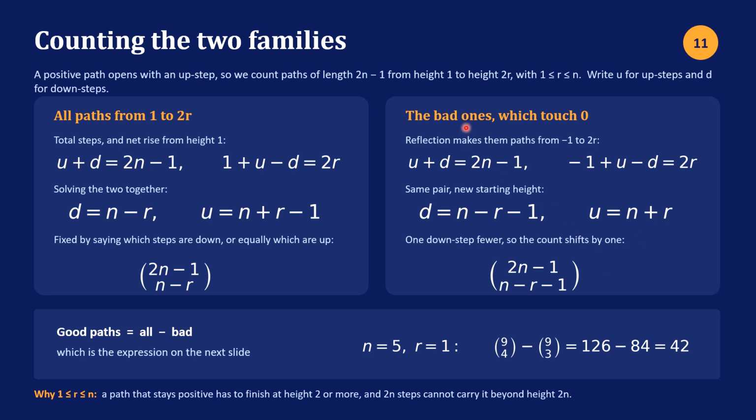And then the total number of bad paths is the total number of ways of selecting n minus r minus 1 down steps out of 2n minus 1 total steps. And that gives you this here. And then you just subtract this from this to get the total number of good paths. But we need the sum from r equals 1 to n. So we'll do that on the next slide.